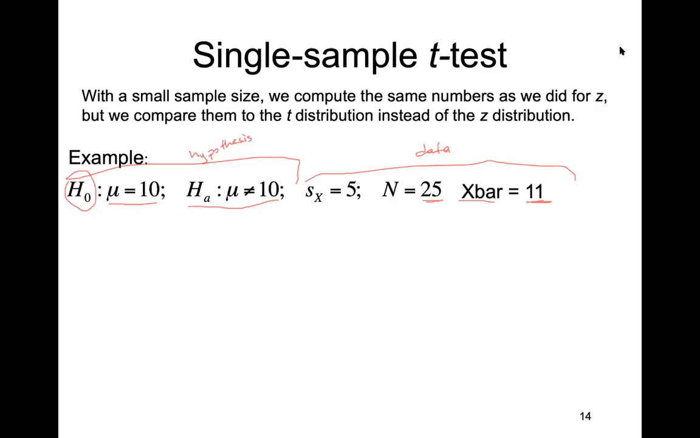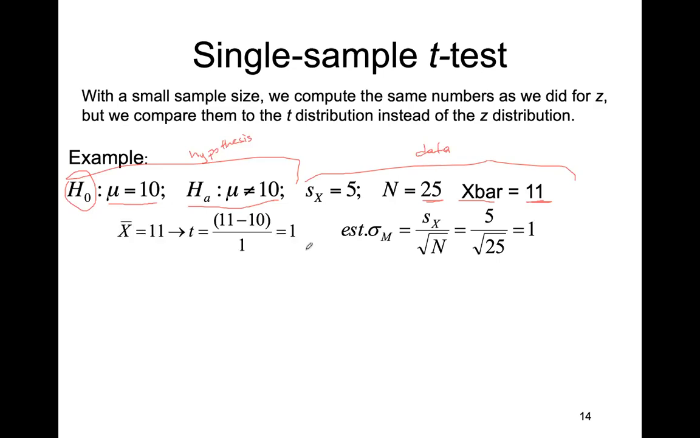The value of t. How will I find the value of t, friends? I should start with finding the standard error of the mean, right? I should start with finding the standard error of the mean first. 5 divided by root n, which is 1. Yes, Bilal, thank you. X bar minus mu divided by the estimated standard error of the mean, which is 1. So I find my t value as 1, right?